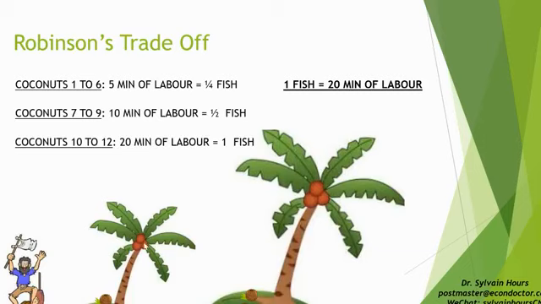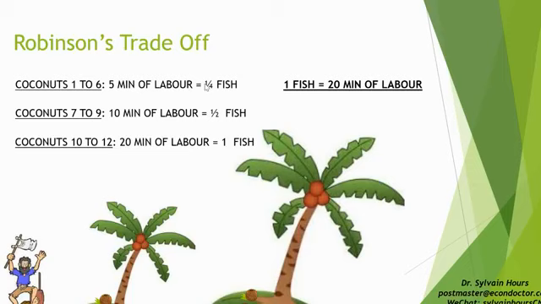But it's more difficult, right? To climb the small tree and to pick up these coconuts than to pick up coconuts on the ground. So that's why now it takes 10 minutes of labor to collect each of the 3 coconuts that we have on the small tree. And 10 minutes of my labor represent half the time that I need to catch one fish. So for that reason, the opportunity cost of coconut number 7, 8, and 9 is equal to the value of half a fish.